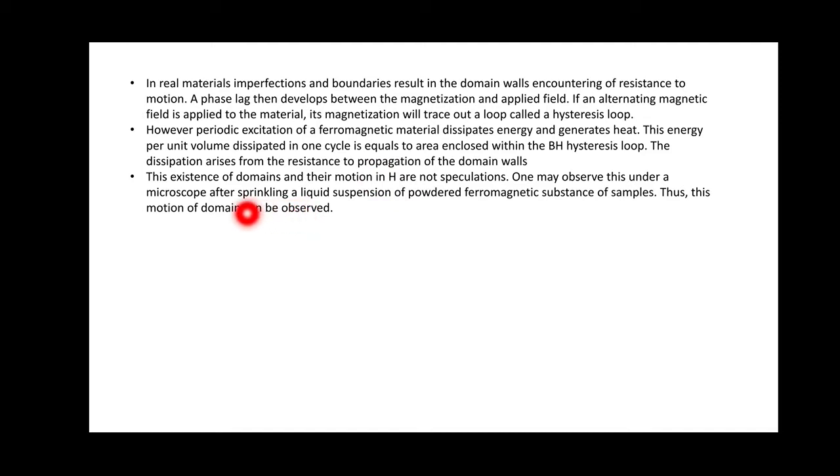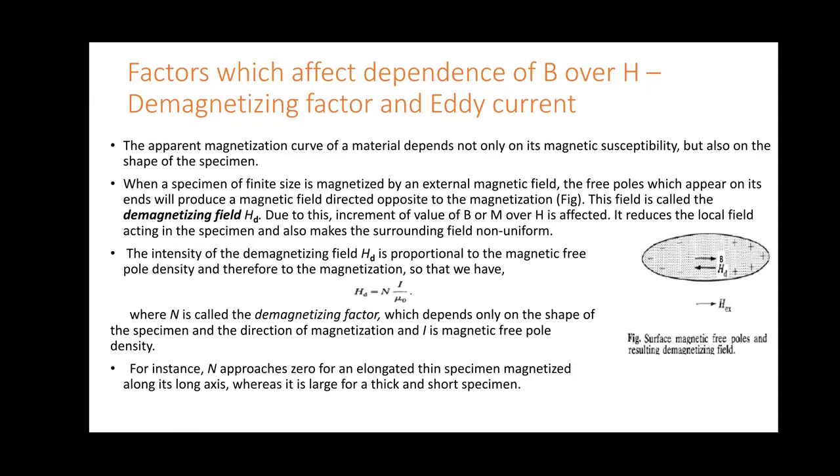The existence of domains and their motion in H are not speculation. This is not just a case to explain things. It is reality. One may observe this under a microscope, by sprinkling a liquid suspension of powdered ferromagnetic substance on the samples. Thus, the motion of domains can be observed.